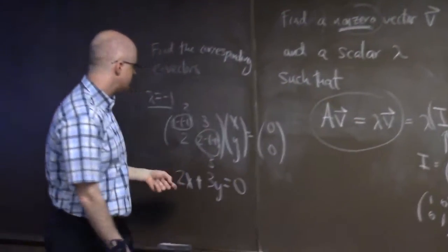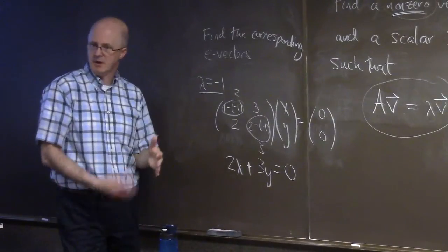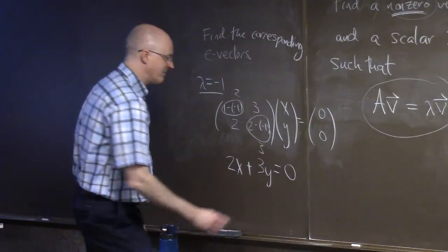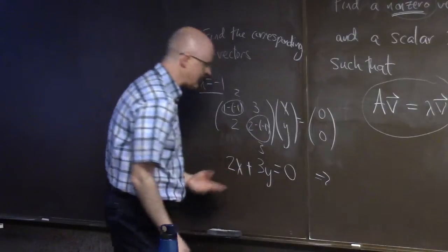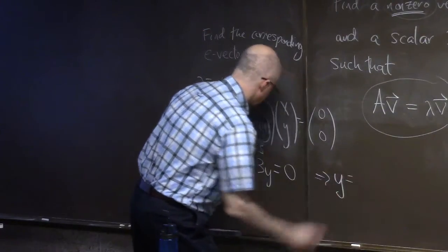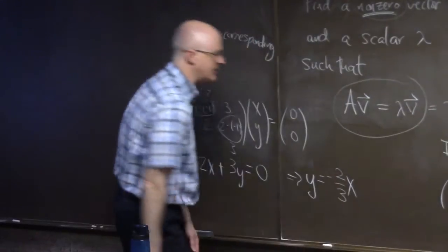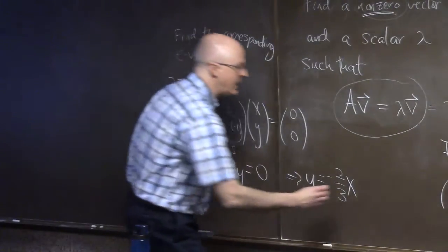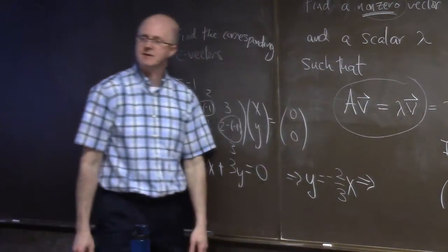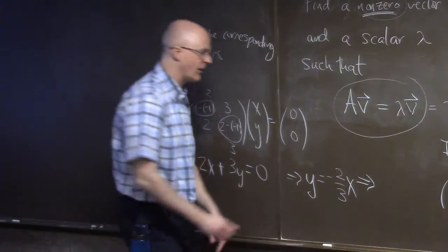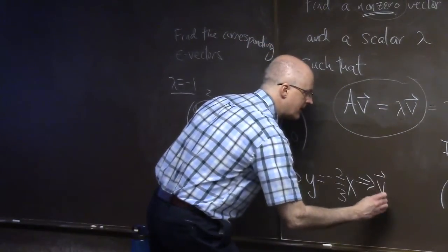This time the equations are the same. In general, they'll be multiples of each other. What does this say? This has infinitely many solutions. You can solve it for y in terms of x like this. And what you typically do now is you pick some non-zero value of x, and use this equation to determine y.